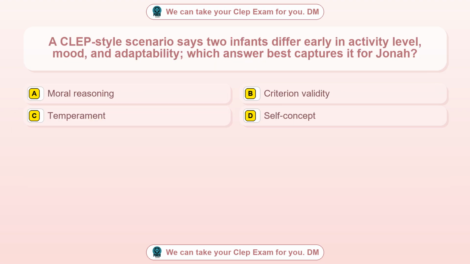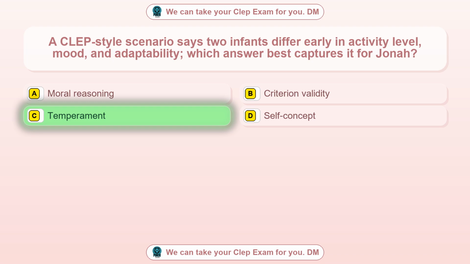Question 85. A CLEP style scenario says two infants differ early in activity level, mood, and adaptability. Which answer best captures it for Jonah? Option A, moral reasoning. Option B, criterion validity. Option C, temperament. Option D, self-concept. The correct answer is option C.